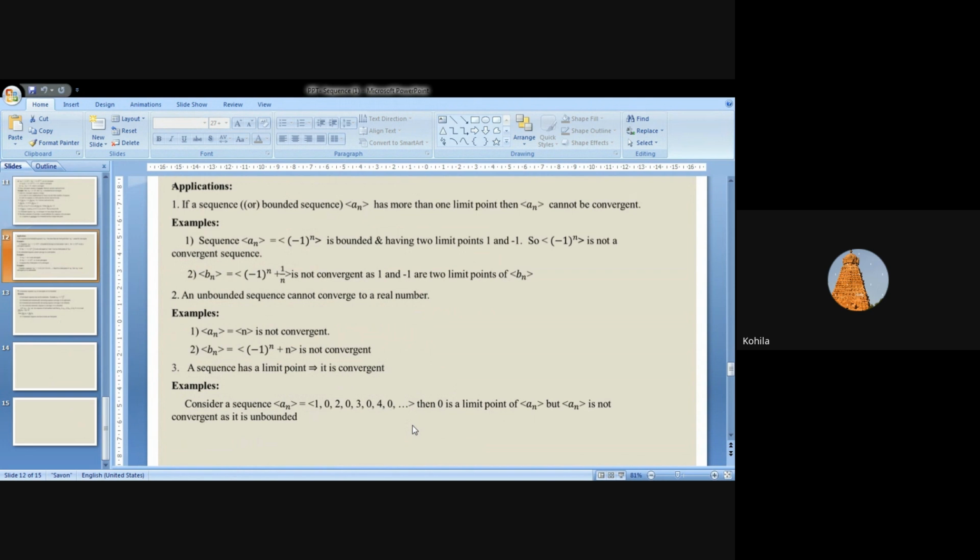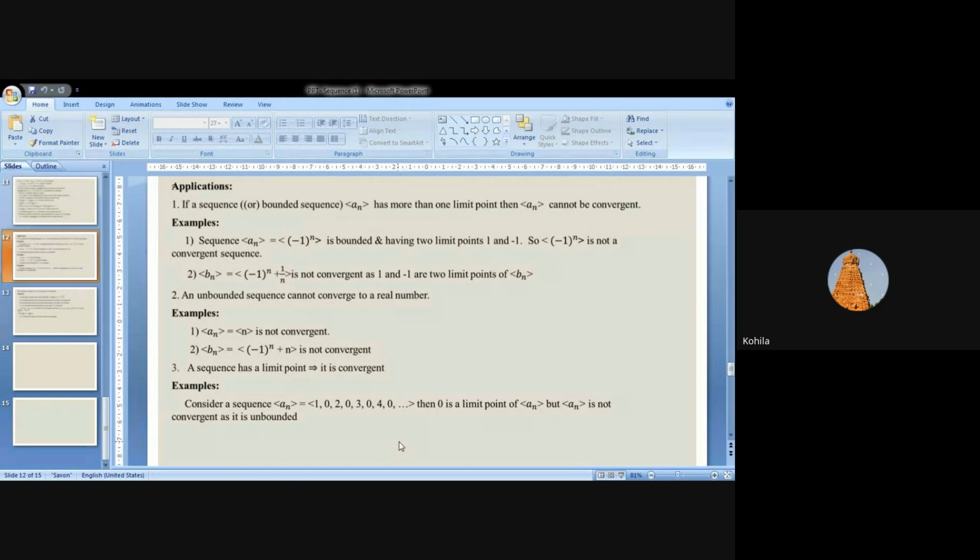This example: a_n equal to (-1)^n. It's a very, very important example. Some questions have been asked on this same example, and I have put it on that basis. (-1)^n is bounded. You know that the given sequence is bounded. Already we have seen this example in previous slides. And we know that it has 2 limit points, 1 and -1. So 2 limit points are there, which means more than 1 limit point. So obviously, undoubtedly we can say the given sequence is not a convergent sequence.